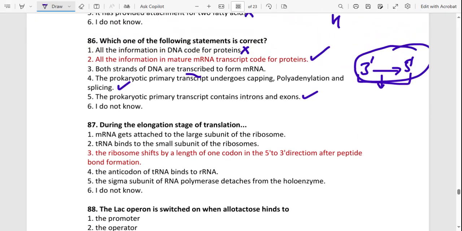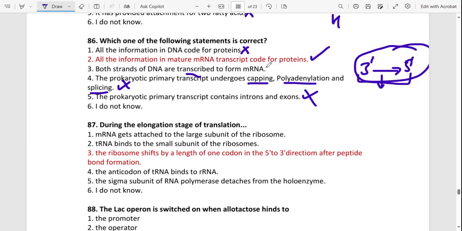That's not correct. I had mentioned it earlier on one question that prokaryotes don't contain introns and exons. It's only eukaryotes, so that's why this is false. Even option 4, the prokaryotic primary transcript undergoes modifications, is also false. These modifications are for eukaryotic cells. My bad, for eukaryotic cells. So you correct that one.